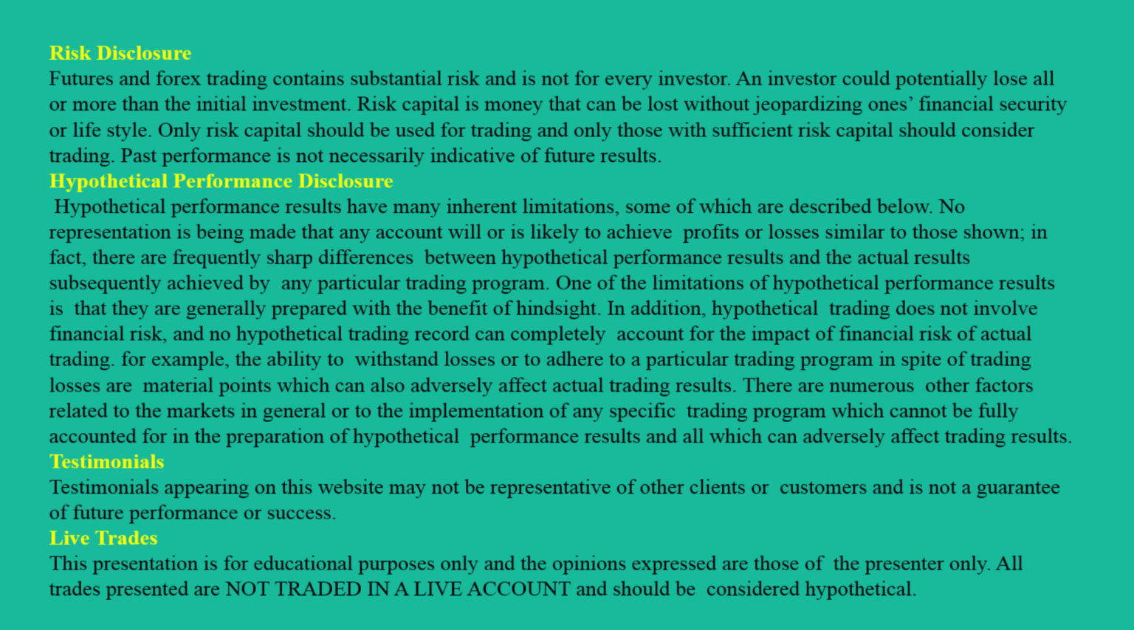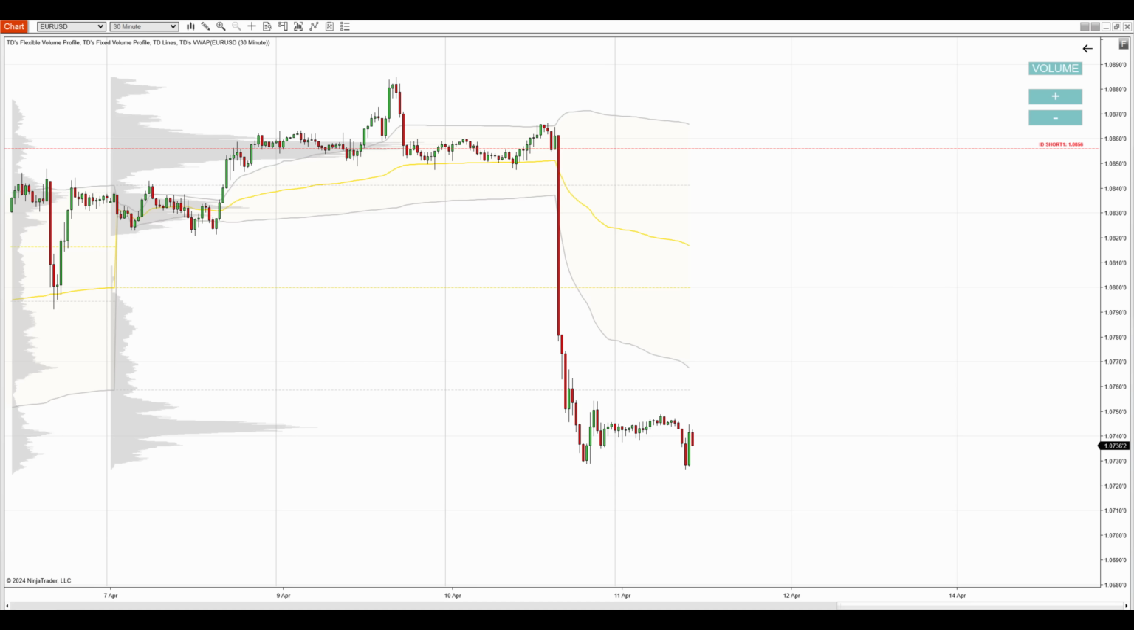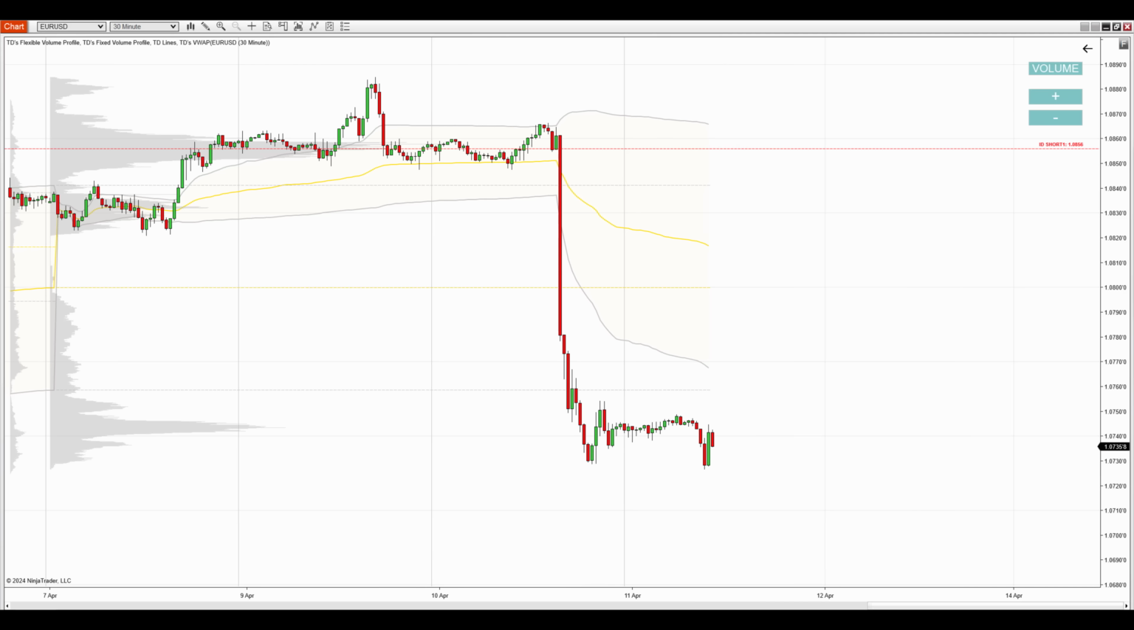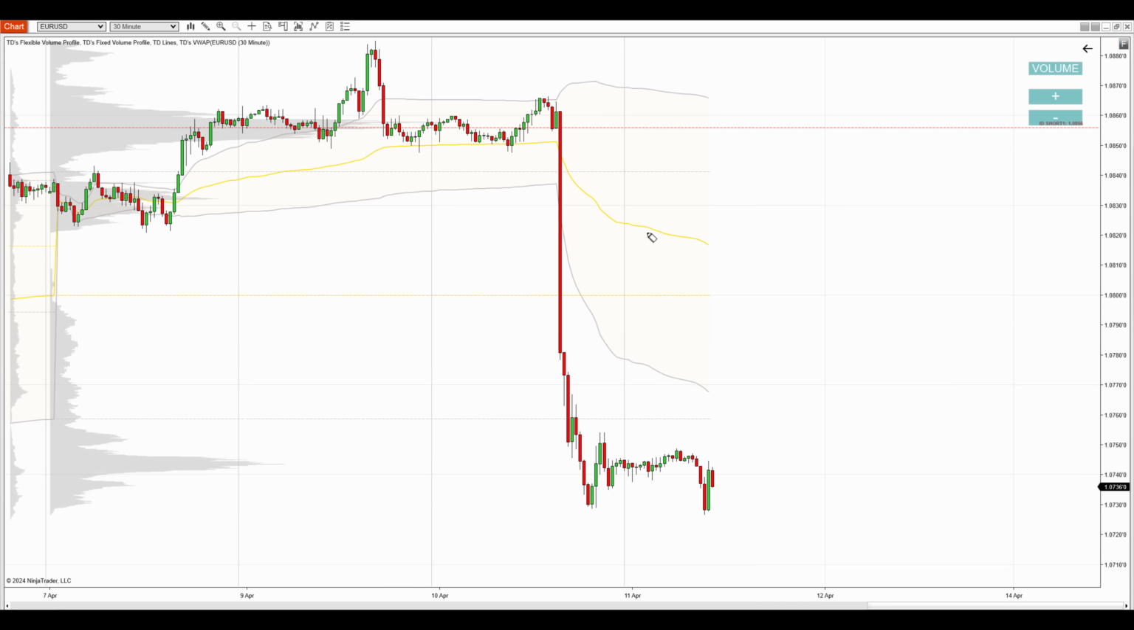Hello everyone, in this video I'll show you a little secret tip that I like to trade and that occurred yesterday, and I'll show you this on a couple of examples. The first one will be on the euro dollar. What you see before you is the NinjaTrader 8 platform with my custom-made volume profile and the VWAP indicators.